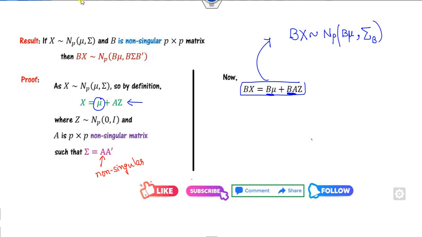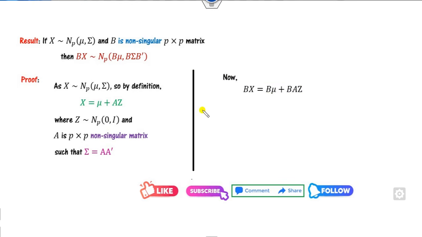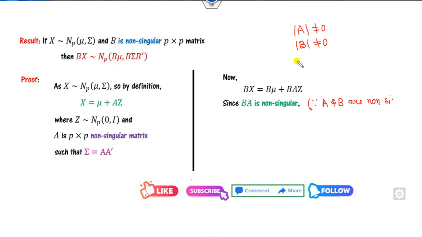Now how can you prove that BA is non-singular? I think it's very simple. Because it is given that A is non-singular, B is non-singular. So what does it mean? BA is also non-singular. Clear? Because A and B are non-singular. Non-singular means the determinant of A is non-zero, the determinant of B is non-zero. So what does it mean? BA is also non-singular.